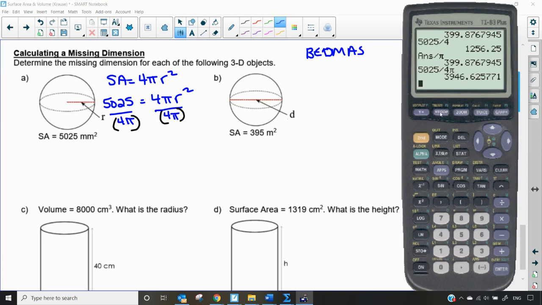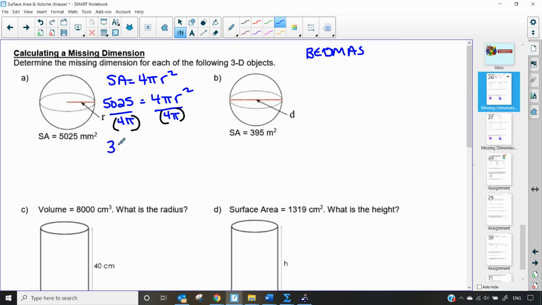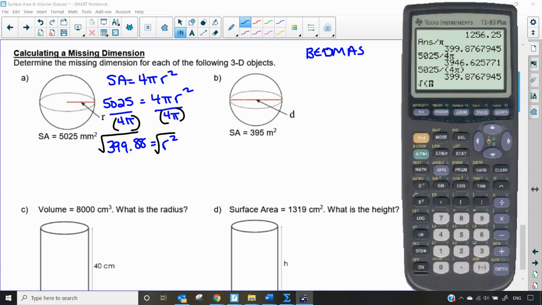All right, so just pulling up our older entry, we would have 399.88. So again, we're going to keep our answer exact on our calculator. Rounding on paper, we have 399.88 equals r squared. Our next step is to square root. So on our calculator, second root, second answer, and we get 19.9969.